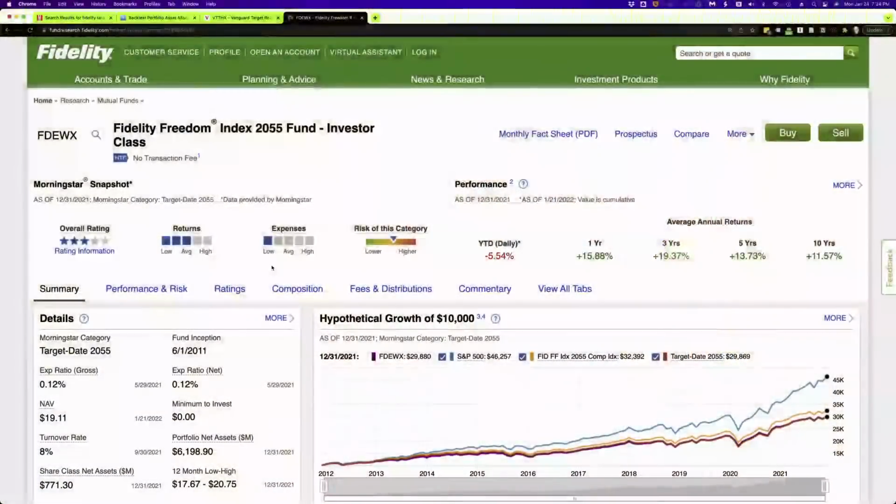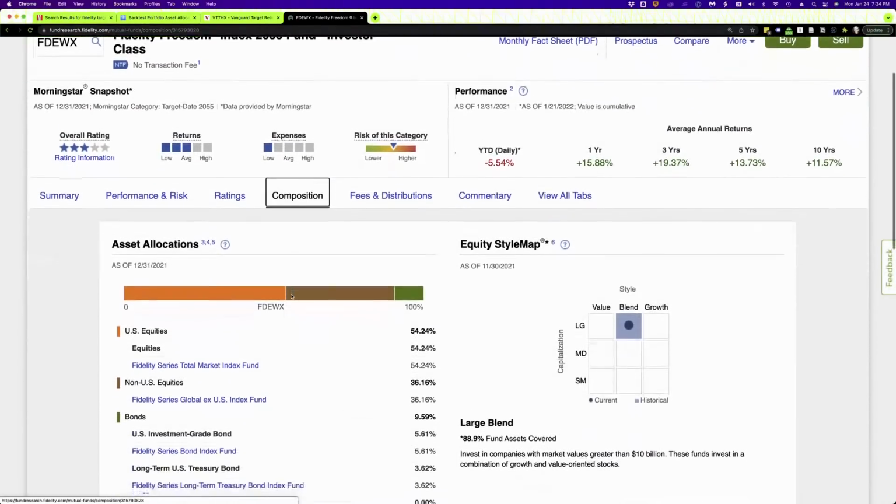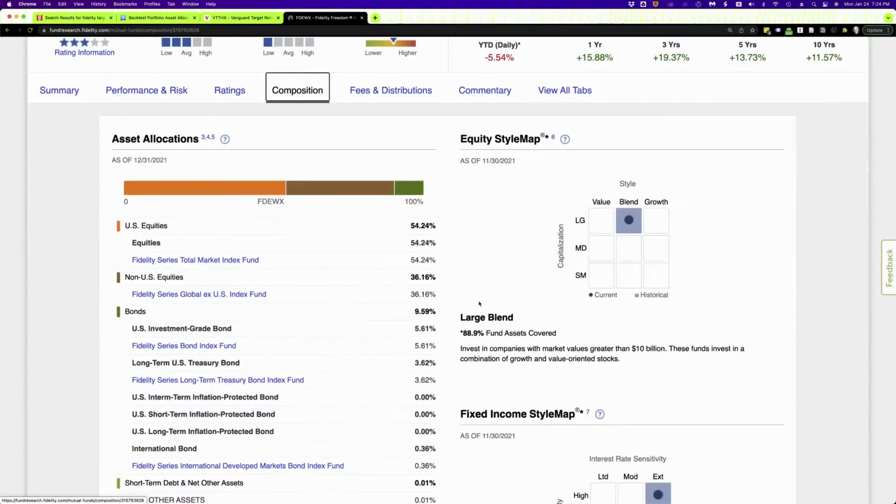So Fidelity target date 2055 index. Let's see if I can just search it that way. Not in Morningstar, I can't. Fidelity 2055 index target date fund. Here it is. I'll just show it to you at Fidelity. So yeah, it's got an expense ratio of 12 basis points. You see that right down here. And if we go to composition, you can see non-US, sure enough, 36.16. So I think you said 37.5, but close enough.